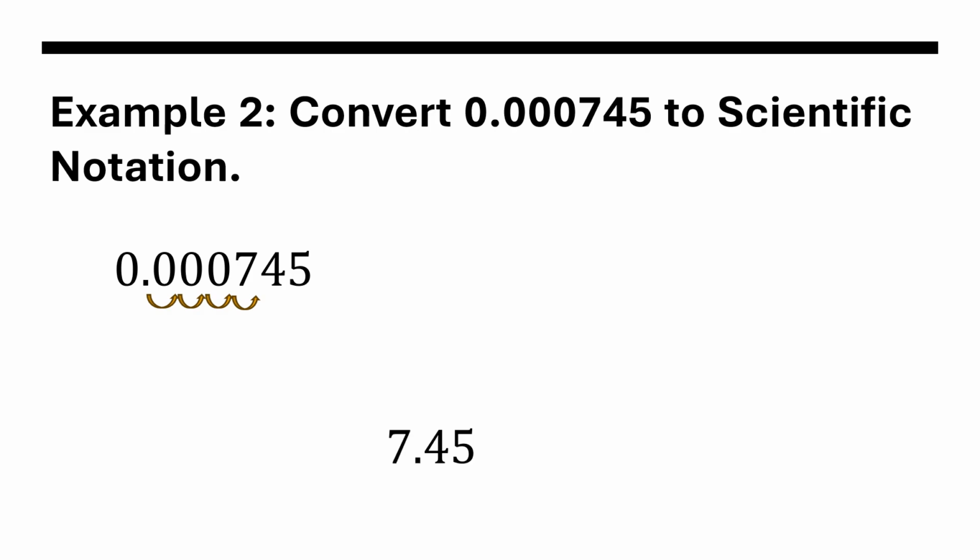So we can write now 7.45. Then count the number of movements. So 1, 2, 3, 4. So we can now write times 10 raised to negative 4. The negative would work on that because it is a small number. That's why it was put there, the negative.